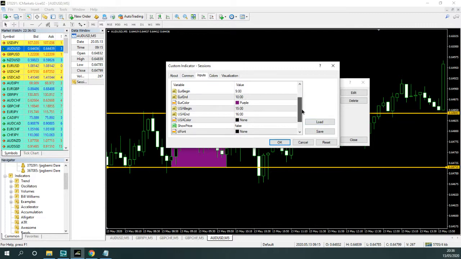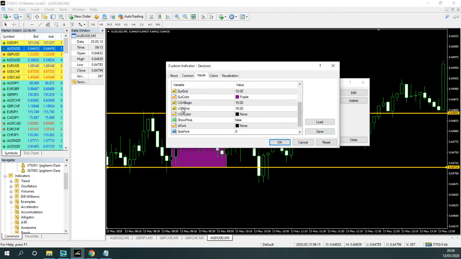The same thing we did for the Asian session, we did for America. We don't need to see that on the charts, hence the color is nothing. No color. So that's why you only see purple color on your charts. And if you want price to show, you can set it to true, but we don't need to see any price. The price we can see here is good enough for us. So that is how the settings work. I hope everybody understands that.